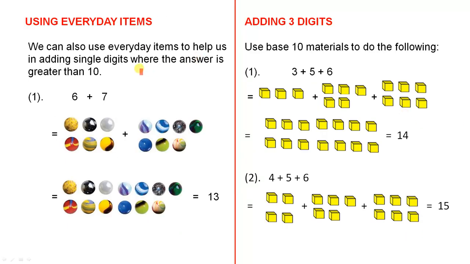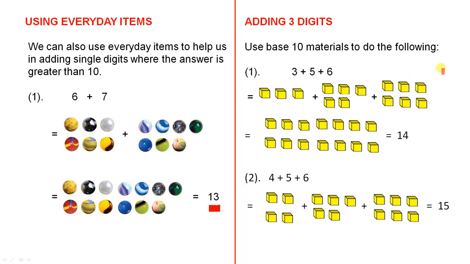Using everyday items. We can also use everyday items to help us in adding single digits where the answer is greater than 10. So 6 plus 7, here we can use marbles. So we have 6 marbles, we have 7 marbles. Combine all the marbles together and then count them. 2, 4, 6, 8, 10, 12 plus 1 is 13. Or you can count them one by one.